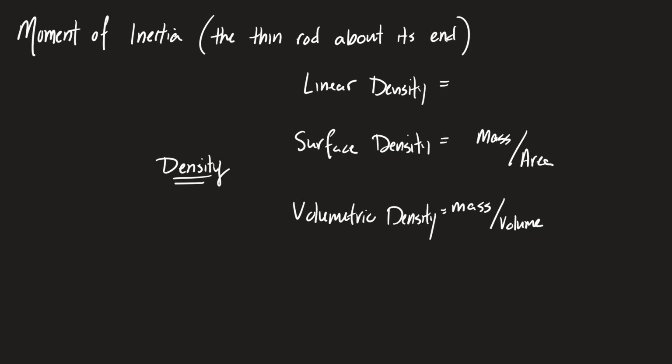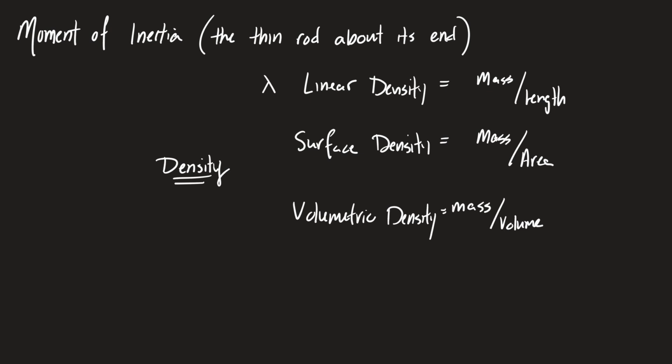I have a bunch of people that are in orchestra in the room. They should know all about the next one. Linear density is mass per unit length. That's how you buy the strings. Right? The ones that play the low notes, those are thicker. The ones that play the high notes, those are thinner. They have different mass per unit length. That's a different density.